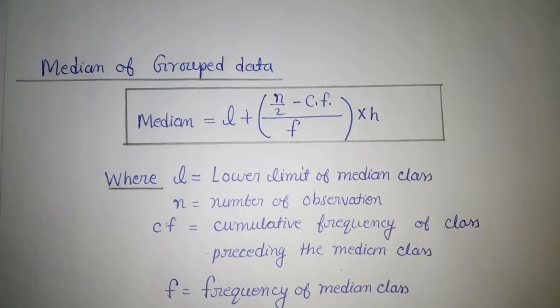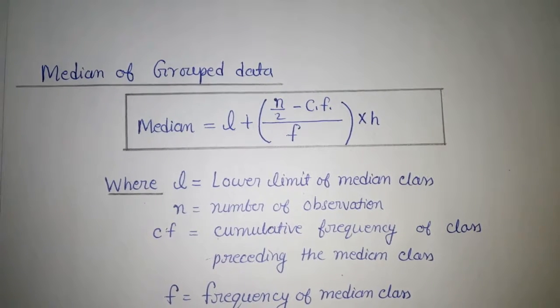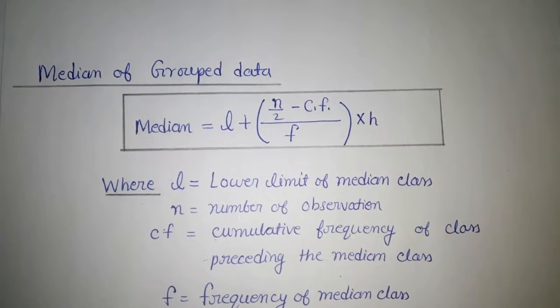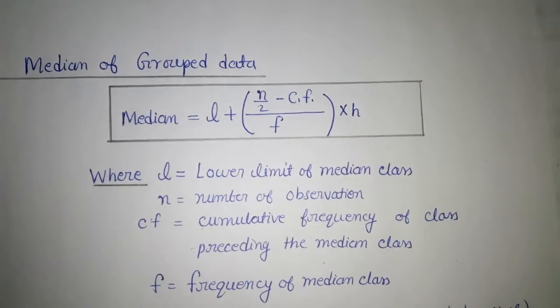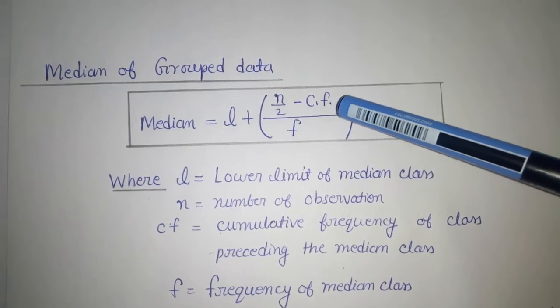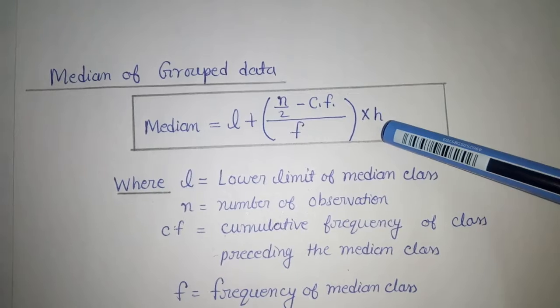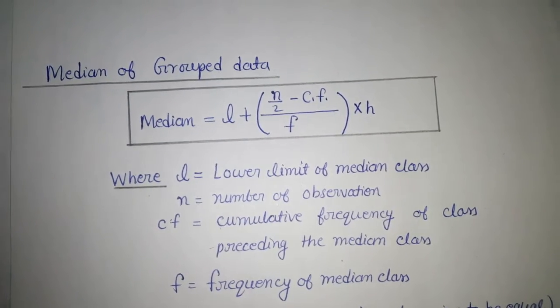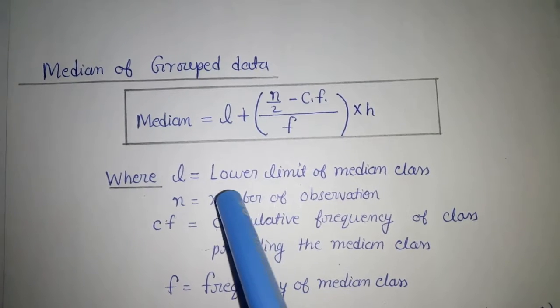In this video, we will find out how to find the median of grouped data. The formula is: median is equal to L plus (n upon 2 minus CF) upon F, multiplied by H. Now we will understand what these variables stand for.